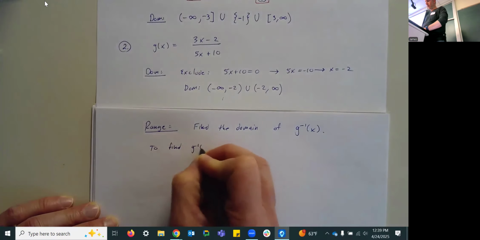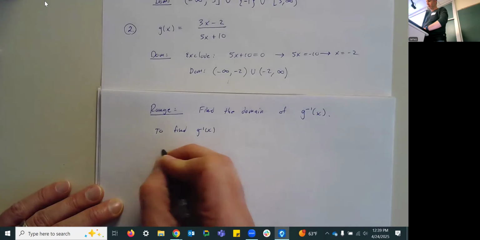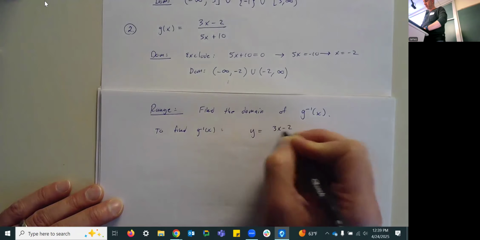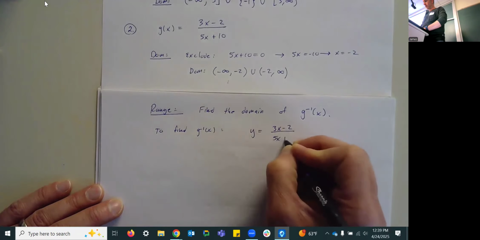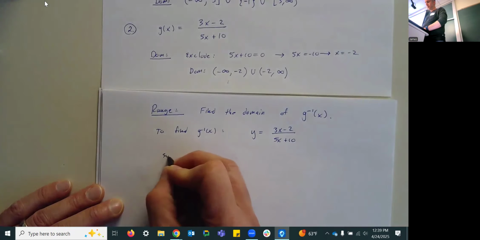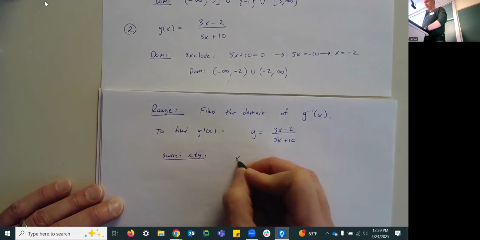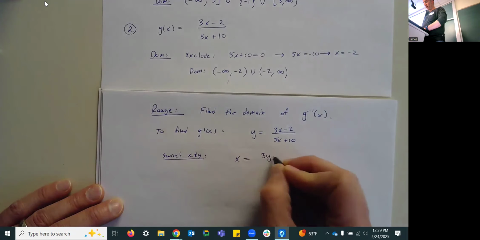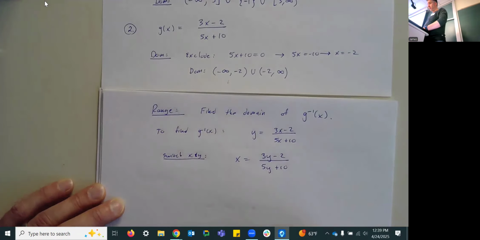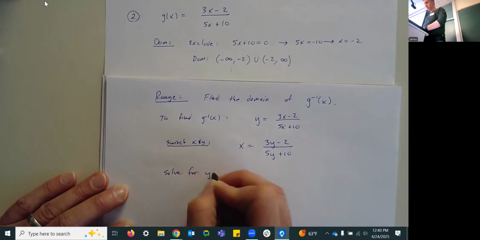first start with our original function, but I'm going to write it with a y instead of a g of x. So we're going to start with y equals (3x minus 2) over (5x plus 10). We're going to switch x and y to get x equal to (3y minus 2) over (5y plus 10). And now we're going to solve for y, which is the step that actually takes some doing.